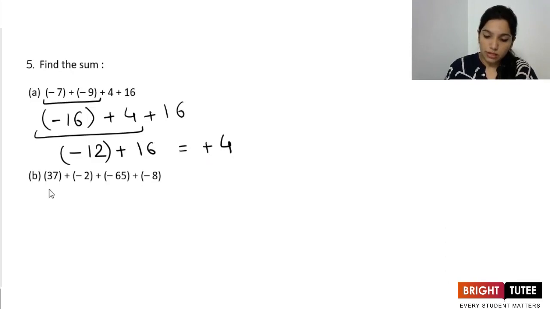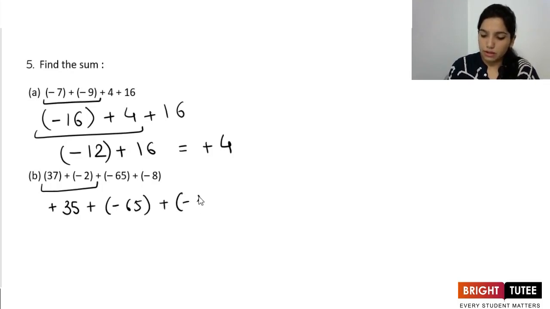Now coming to the last part. Here we have 37. Take away 2 at first to work with. So the answer is 35 with a positive sign because 37 is the bigger number. Now we have plus 65 minus and we have minus 8. Again, we are going to take these two numbers at first.